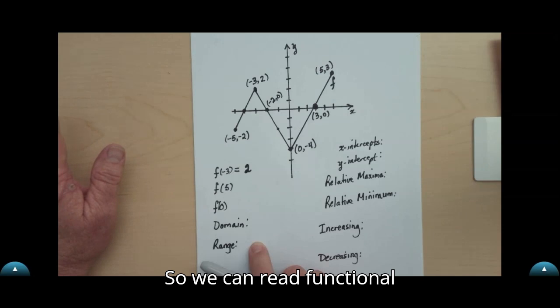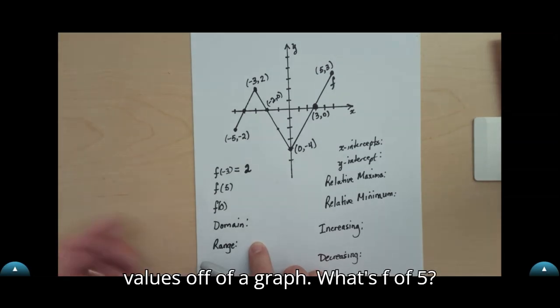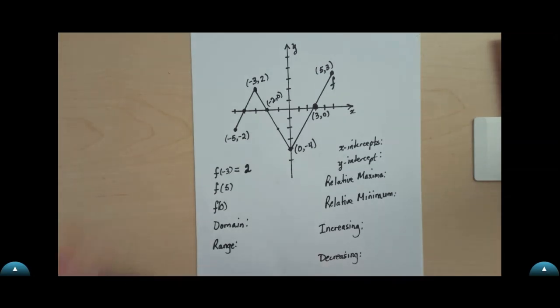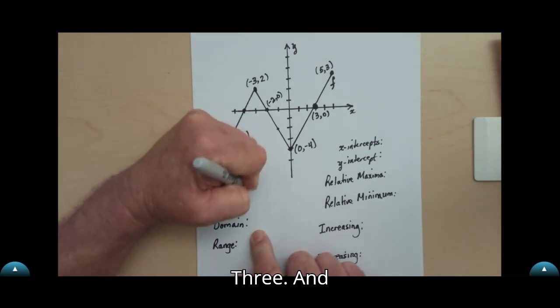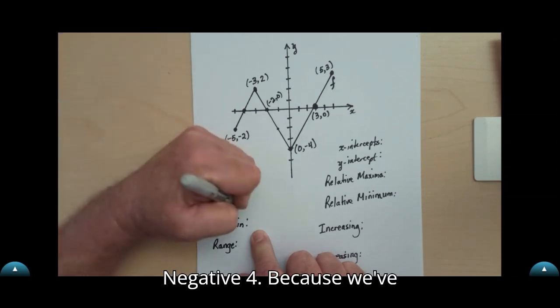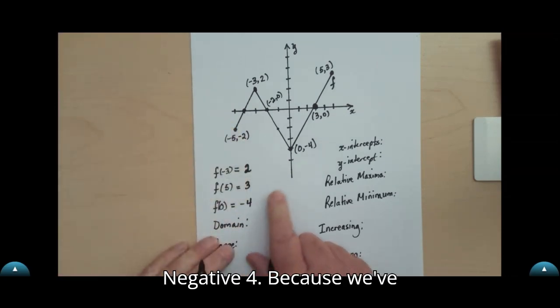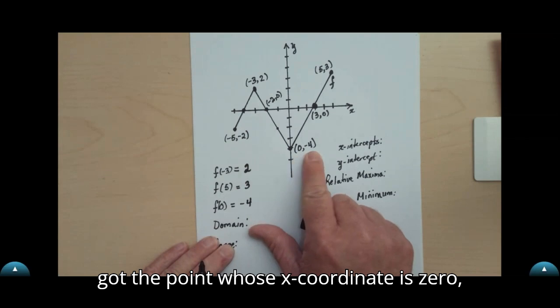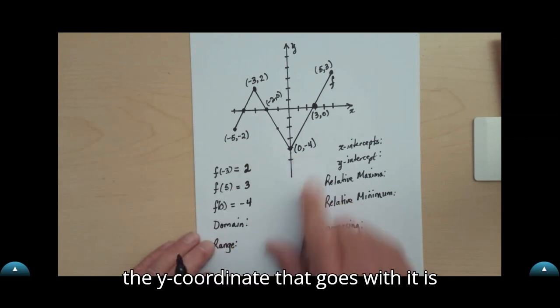So we can read functional values off of a graph. What's f of 5? 3. And what's f of 0? -4. Because we've got the point whose x coordinate is 0, the y coordinate that goes with it is -4.